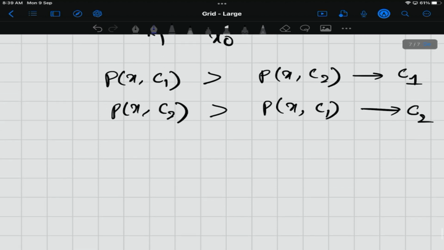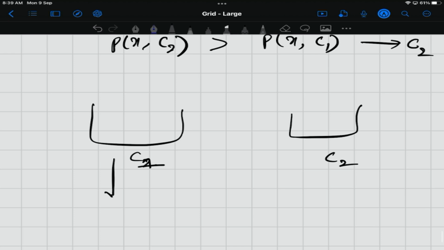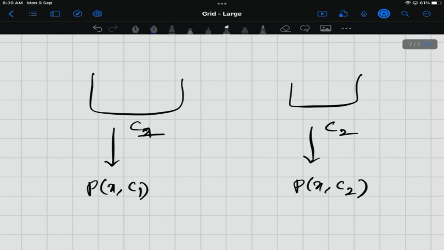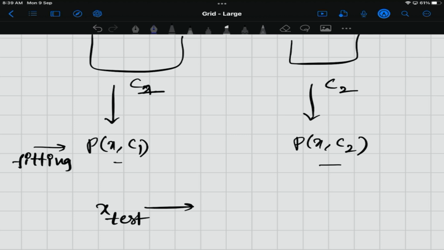Suppose you have some class 1 and class 2 data points, you will estimate the distribution function of this and estimate the distribution function of this. Once you estimate these distribution functions, when the new test data point comes, fitting these distributions is nothing but your training.